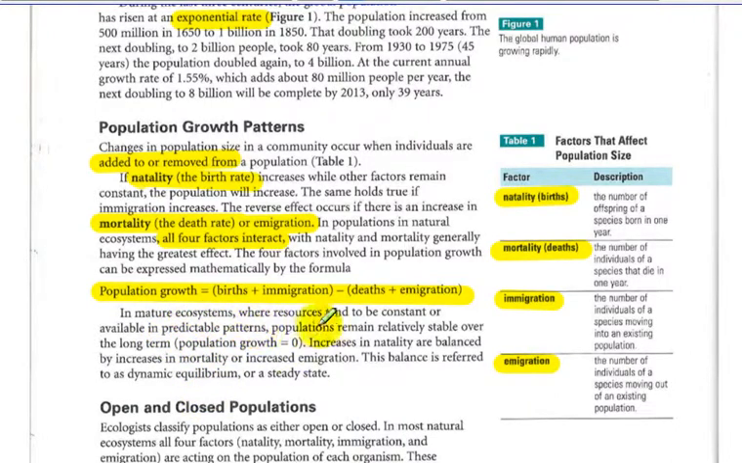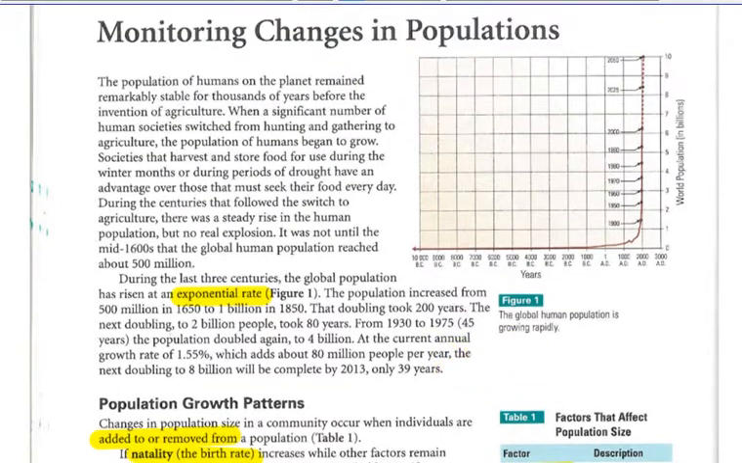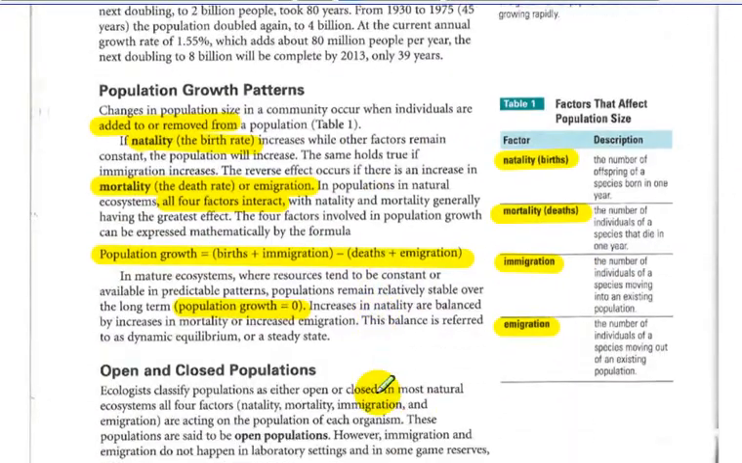In mature ecosystems where resources tend to be constant or available in predictable patterns, populations remain relatively stable, so they have a zero population growth. Births are balanced by deaths, immigration is balanced by emigration, etc. Or births and immigration balanced by death and emigration. And of course we don't see that balance here. We see that we're constantly increasing if you look at humans as a whole. This balance is referred to as a dynamic equilibrium or a steady state.